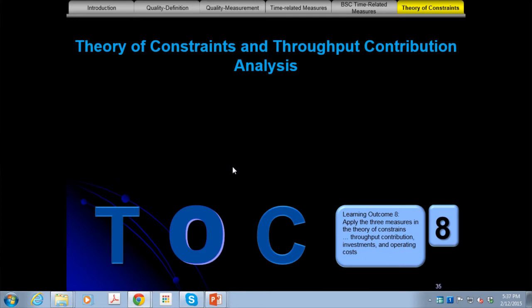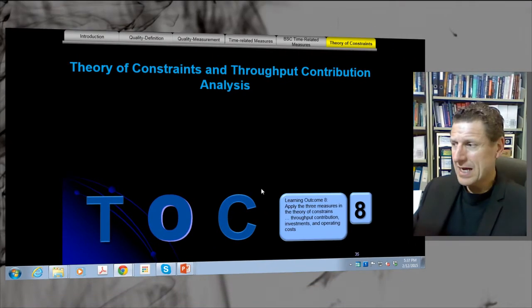This corresponds with learning objective 8, where we want to apply 3 measures in the theory of constraints: throughput contribution, investments, and operating costs. So let's have a look at what we mean by theory of constraints. How is it different from the use of the relevant cost concepts in determining the relevant information for pricing decisions, for make or buy decisions?